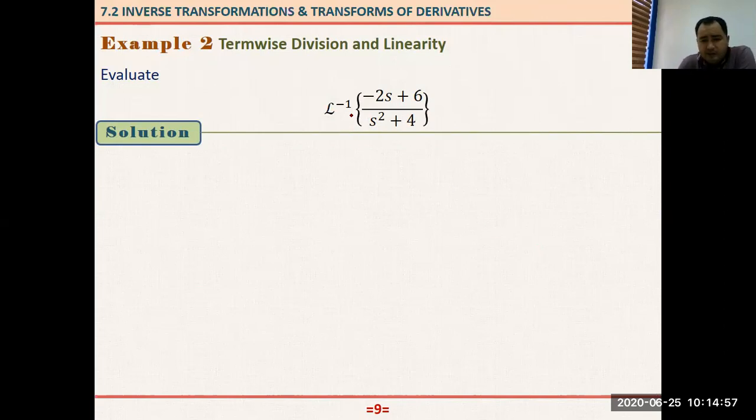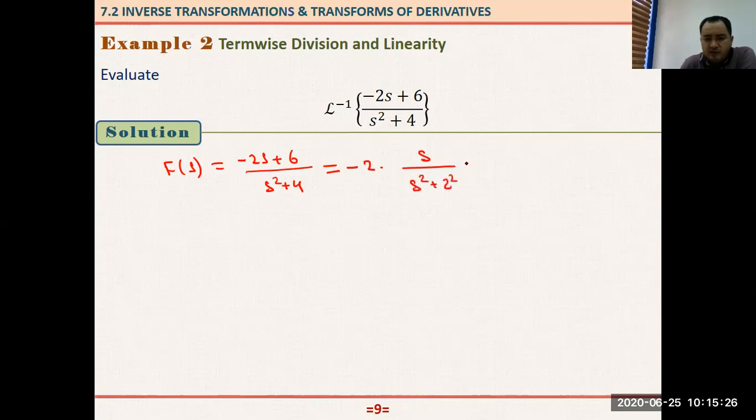What is the inverse Laplace of this function? Here F of s is given, F of s equal to negative 2s plus 6 over s squared plus 4. If I decompose this fraction, with s squared plus 4 in the denominator, I can write it as negative 2 times s over s squared plus 2 squared, plus 6 over s squared plus 4, which I can write as 3 times 2 over s squared plus 2 squared.